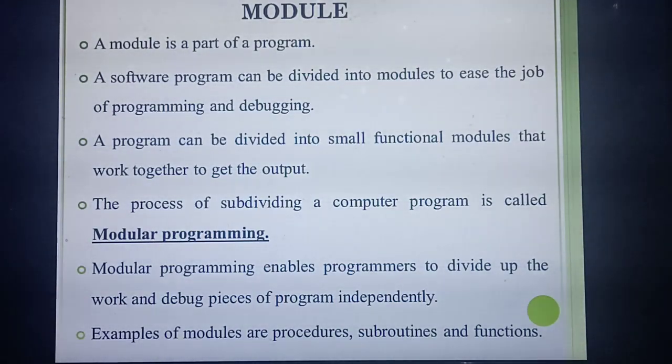Why? Because if the same software, all the modules, is done by one person or one group, it is very tough. To make the job easier, they are going to split the program into modules. If you need to get the output together, you need to combine all the modules. So the process of dividing a computer program is called what?